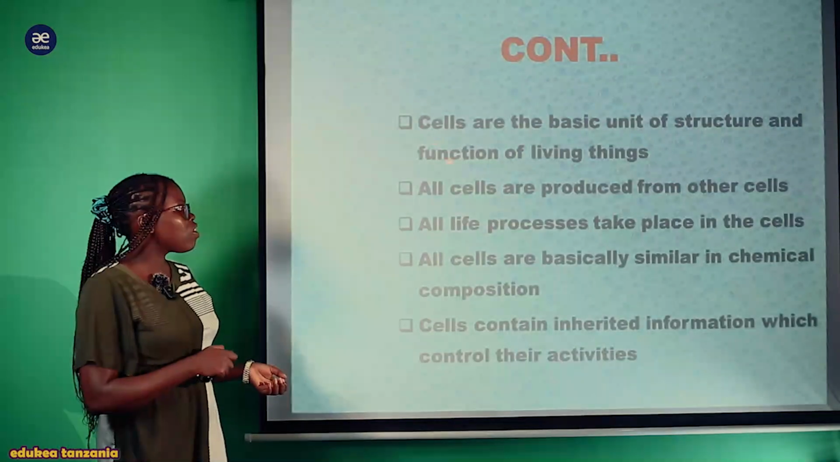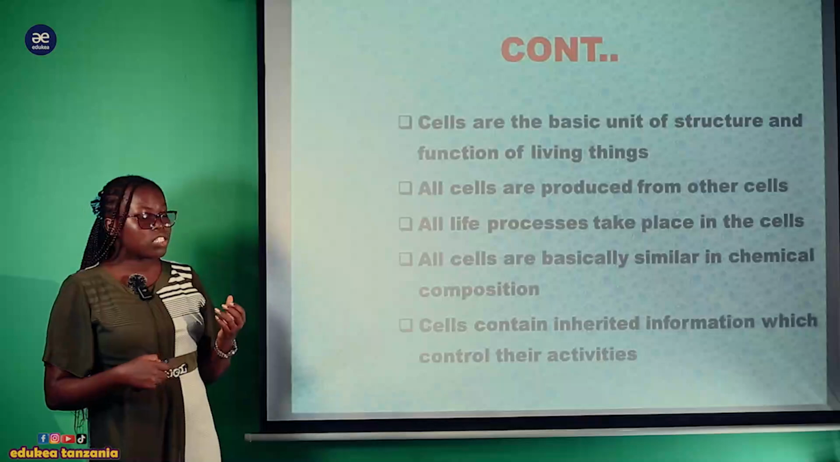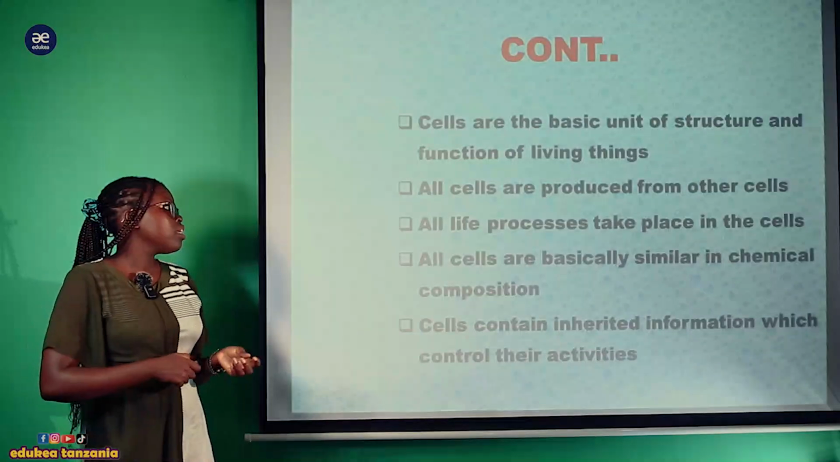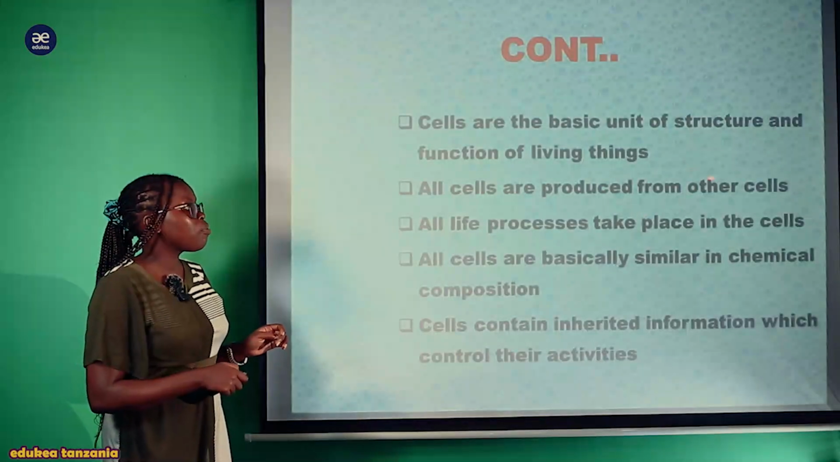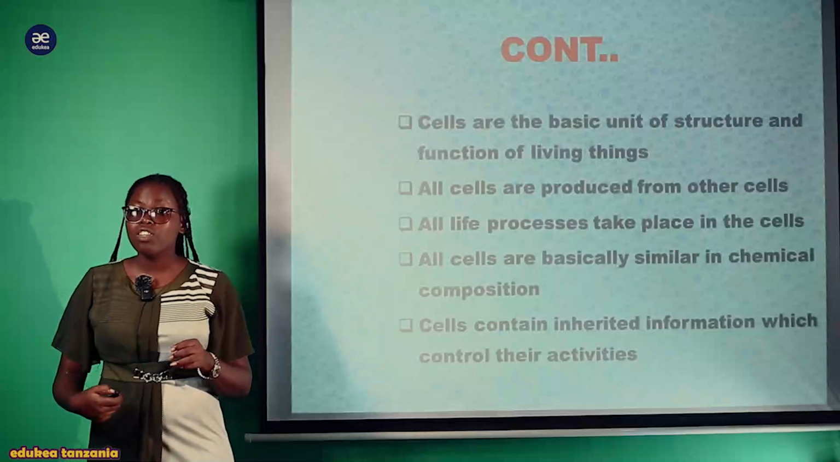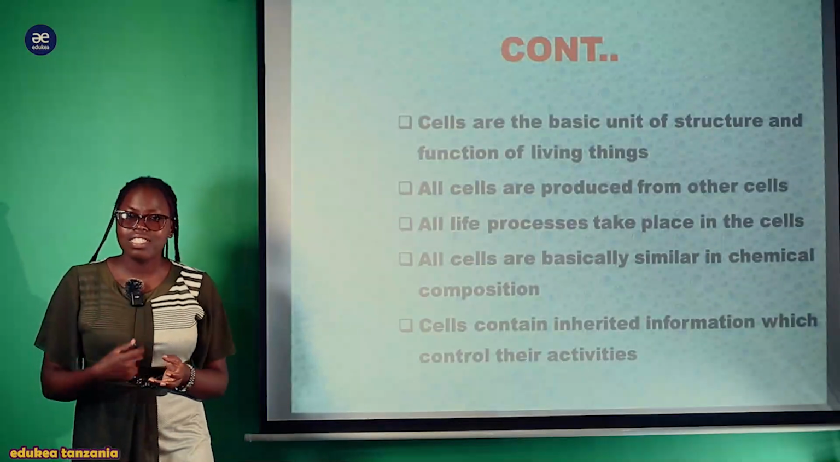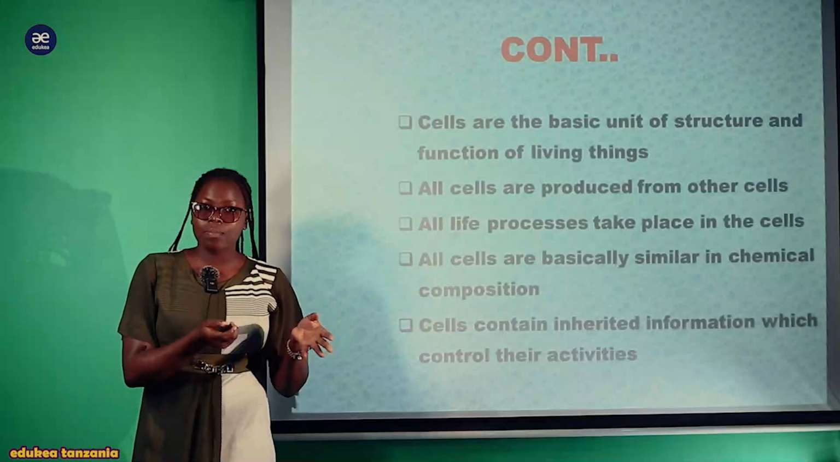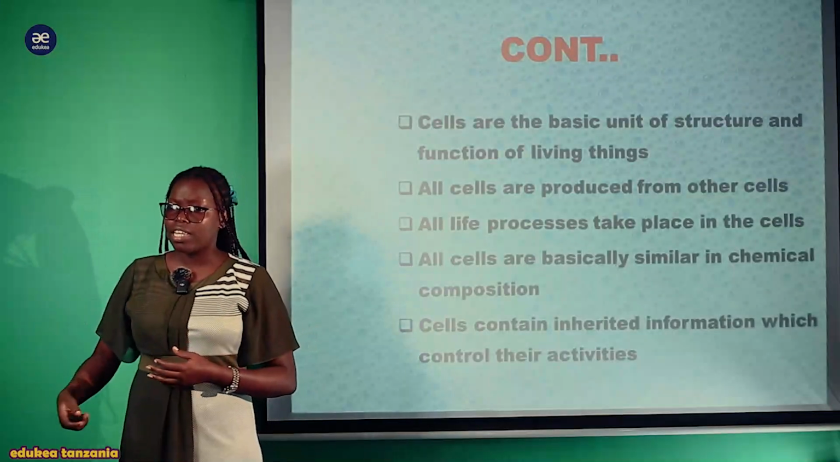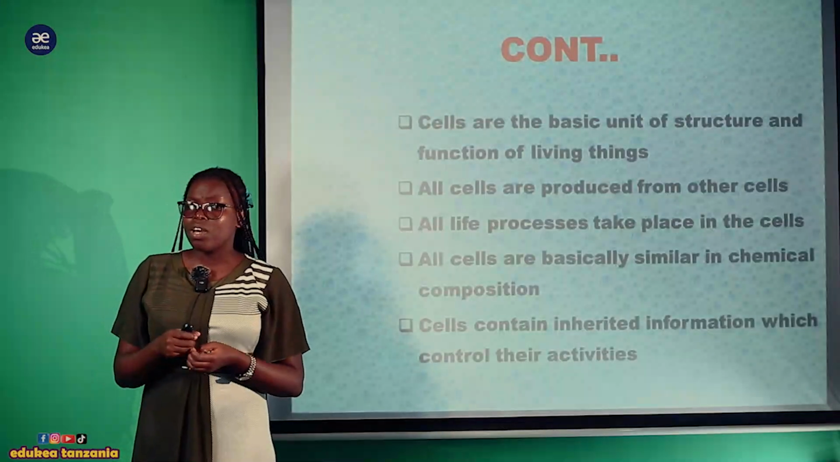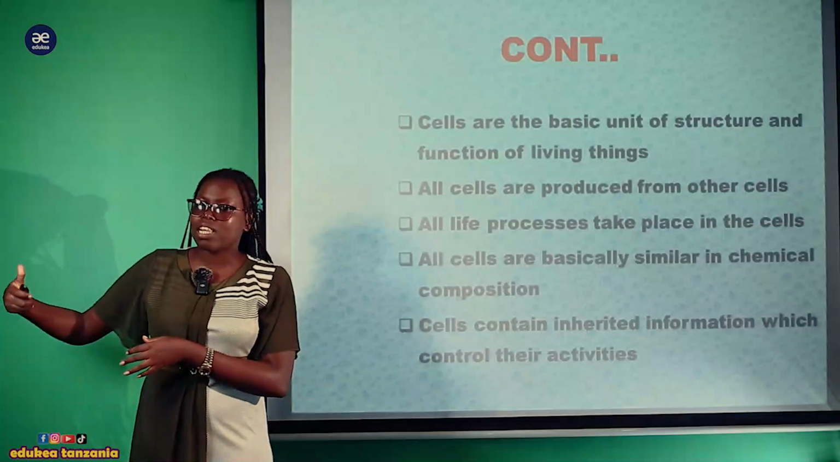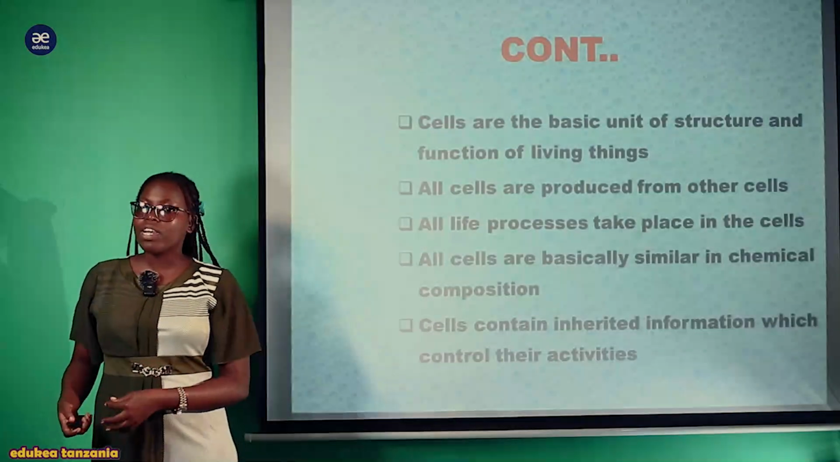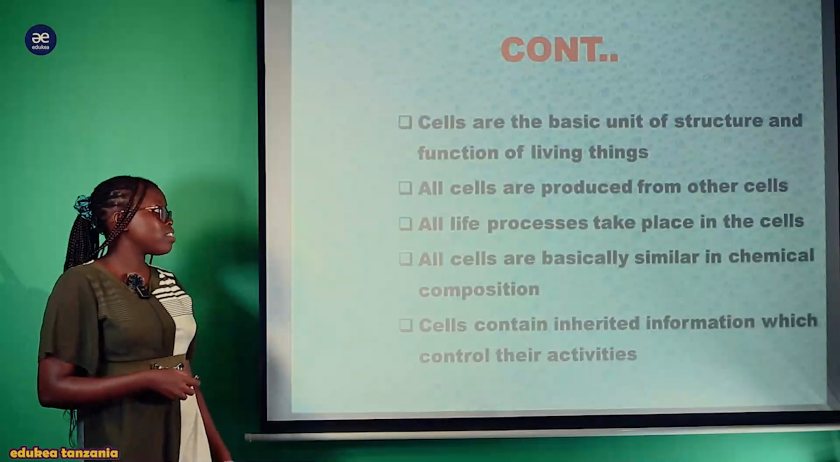Also, the other cell theory says all cells are produced from other cells, meaning that cells are produced from pre-existing cells. This is according to the law of biogenesis. Nasema kwamba seli imetengenezwa kutoka kwenye seli nyingine. But this is one of the weaknesses: where did that first cell come from? It is one of the weaknesses scientists are still investigating. And all life processes take place inside the cell.